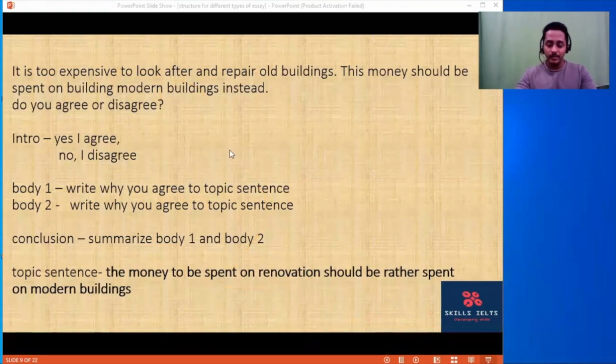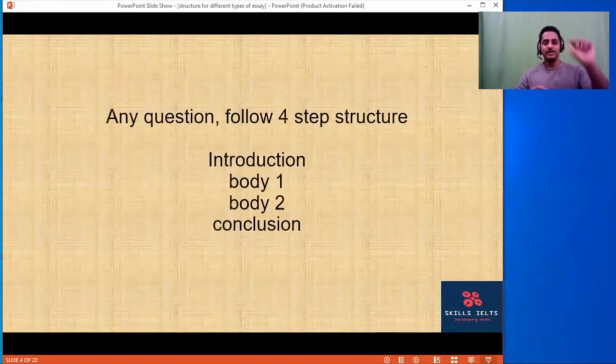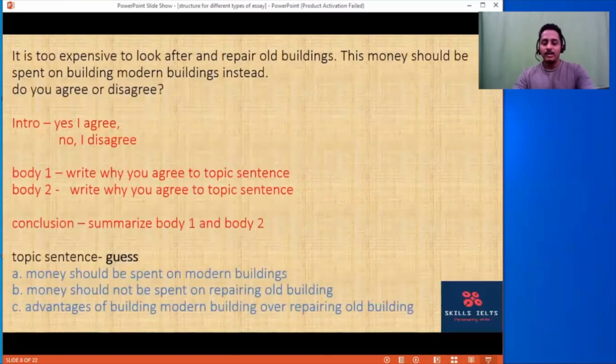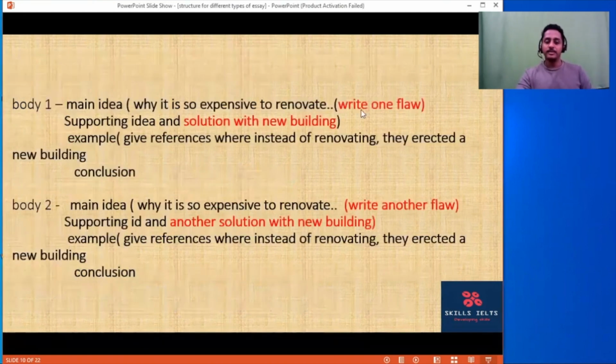But like I told you, pay attention to this. This is a structure. Intro, body 1, body 2, conclusion. But body 1 also will have a structure. Write why you agree to money should be spent on new buildings than looking after repairing old building because it is very expensive. Why you agree to that? How this has to be written now? That needs a structure too. Hope you are getting it. That needs a structure too. That is what I have written here.